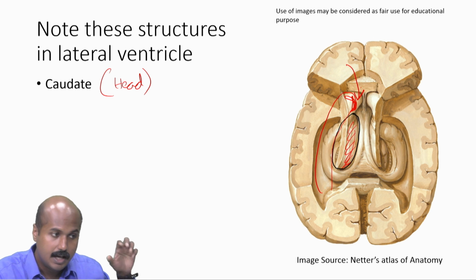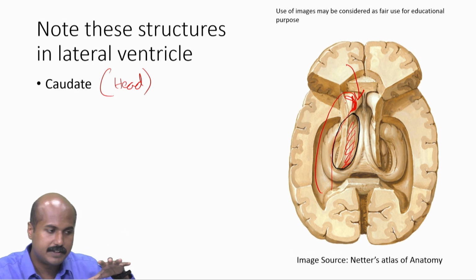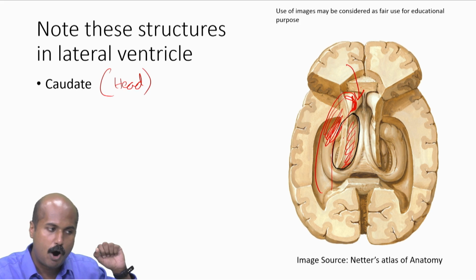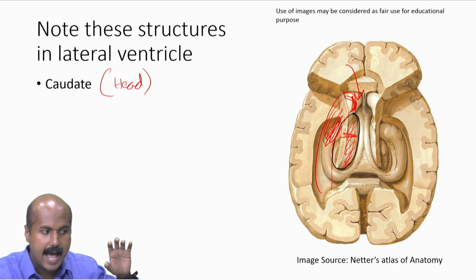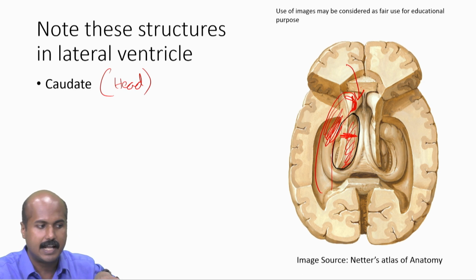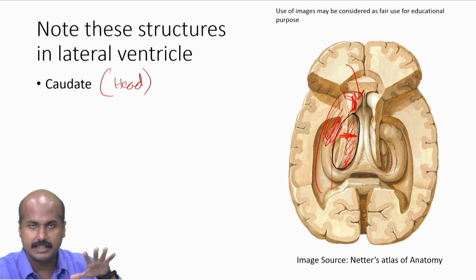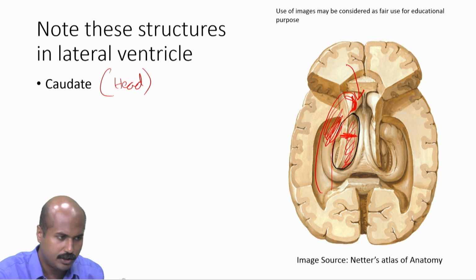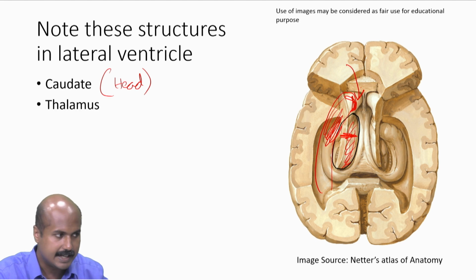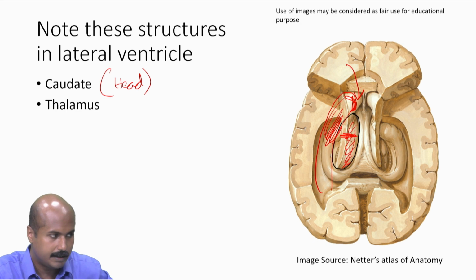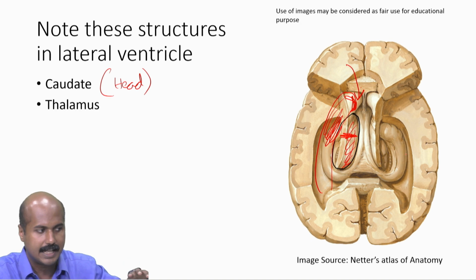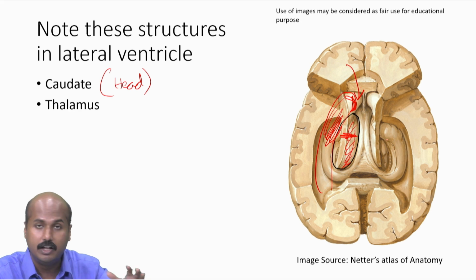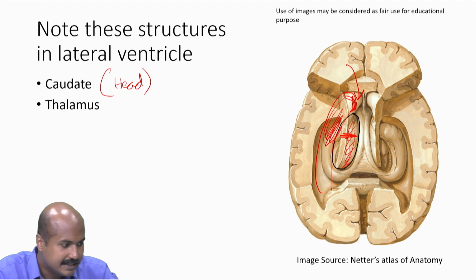If you look at the body of the lateral ventricle, you have the body of the caudate, which is here, and the superior surface of the thalamus, which is over here. Okay, these are the relations of the floor of the lateral ventricle in the anterior horn and in the body. Now if you look at the inferior horn, you can see another structure. Okay, so I mentioned the caudate and the thalamus. Now if you look at the inferior horn in the floor, you can see this structure.